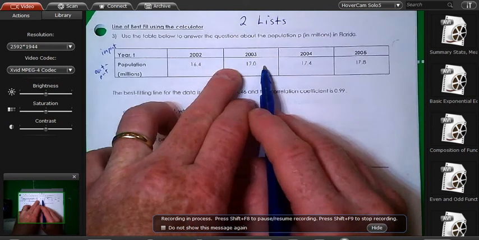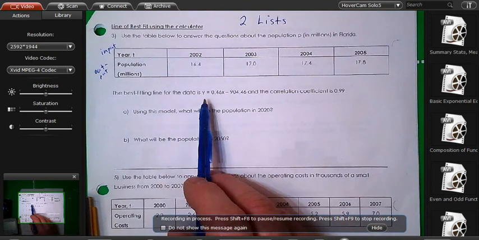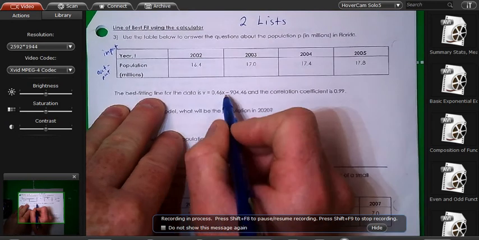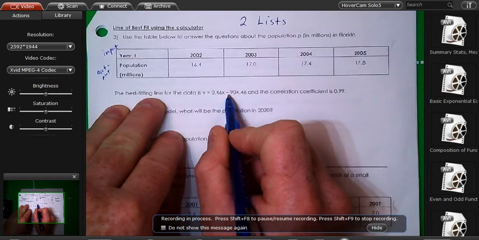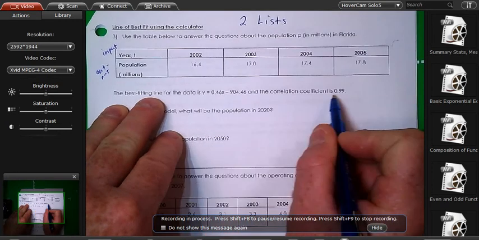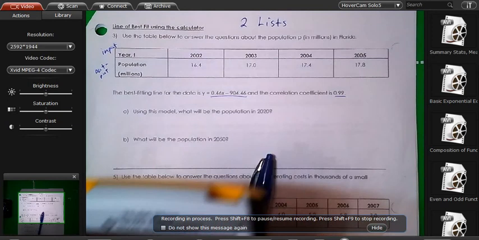The best fitting line for the data is Y equals 0.46x minus 904.46, and the correlation coefficient is 0.99. I'm going to show you how to find that right now. So here's what we're going to do. We're going to go to our calculator.